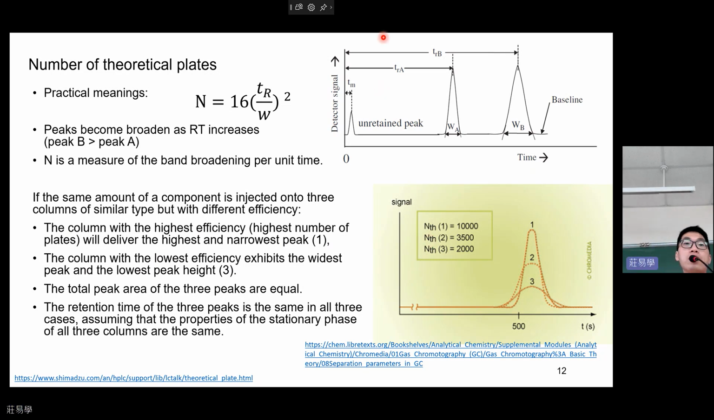And another important feature here is that when you are doing the integration for these 3 peaks, the peak area should be equal. That should be pretty comparable. That's another feature. So although peak 3 is broader, if you do the integration for the peaks, the peak area for these 3 peaks should be identical.